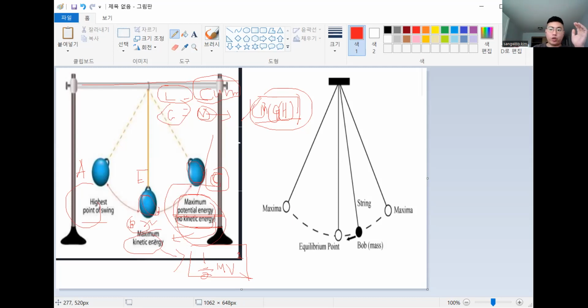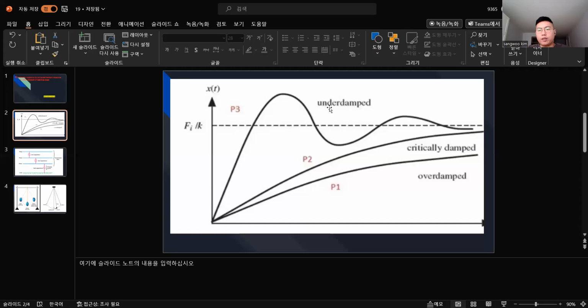Now we say it's swing, but in an electrical circuit we say vibration happens, or swing, it doesn't matter, it's the same meaning. Okay. So what I mean is, here, for example, you can see underdamped or overdamped. You can see, right?